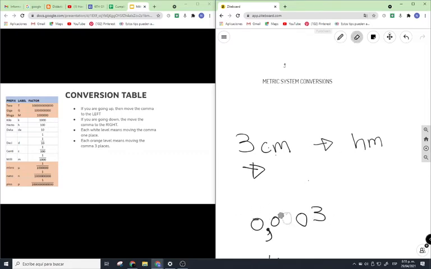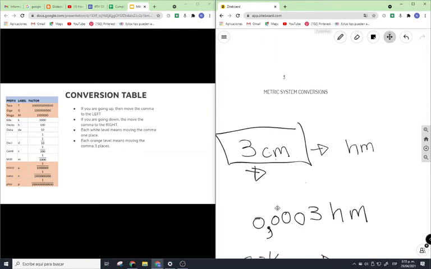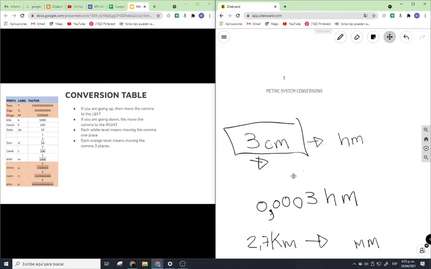It is 0,0003 hectometers. Okay, we just converted this measure, 3 centimeters, can be written in hectometers as 0,0003 hectometers. Okay, that's our first example. Now let's see an example in which you have to move to the right.